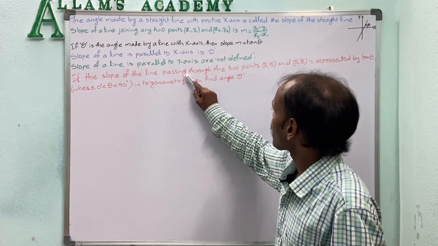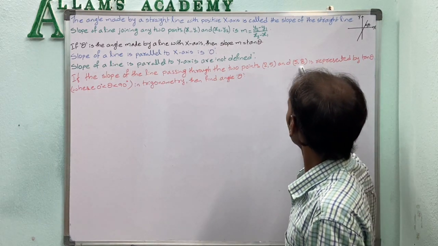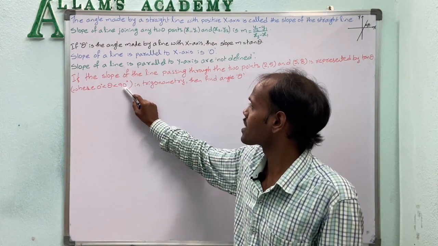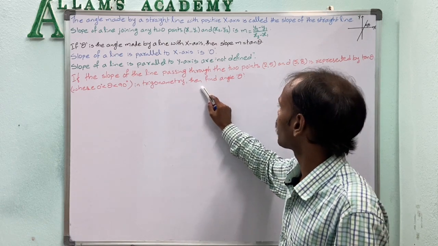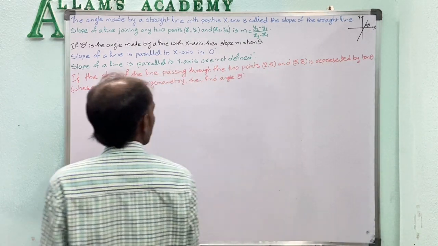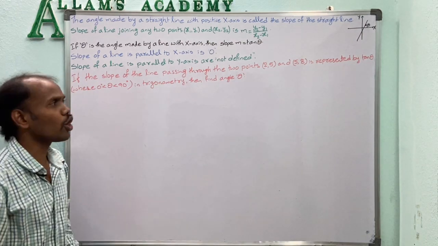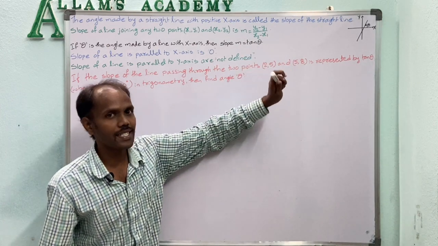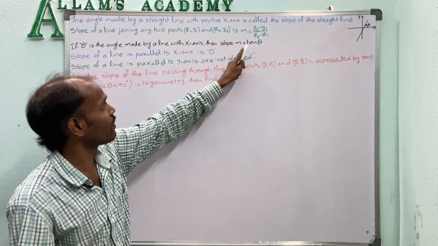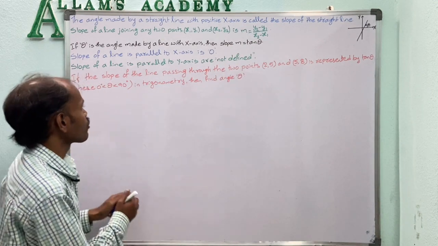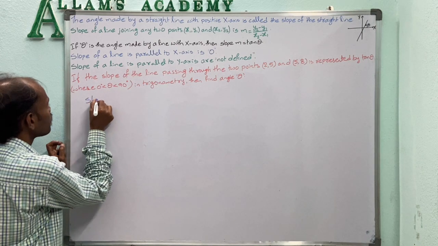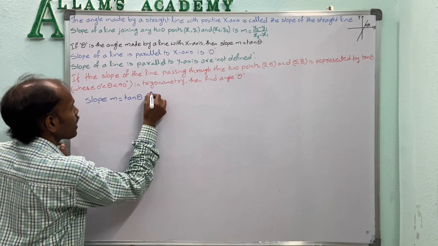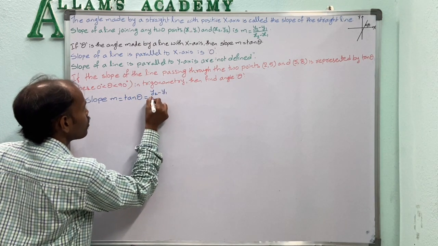If the slope of the line passing through the 2 points (2, 5) and (5, 8) is represented by tan theta, where 0 is less than or equal to theta less than or equal to 90 degrees in trigonometry, then find the value of angle theta. So here the slope m is equal to y2 minus y1 by x2 minus x1 if the coordinates are given, and if the angle theta is given, then that is nothing but tan theta. So slope m is equal to tan theta, that is nothing but y2 minus y1 by x2 minus x1.